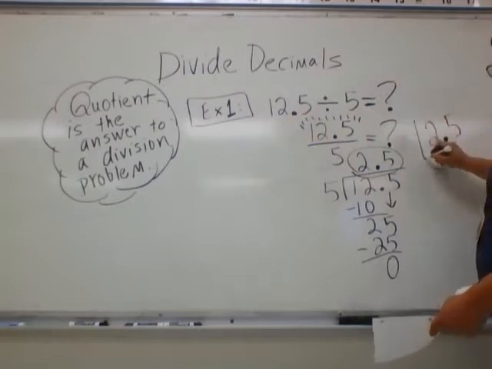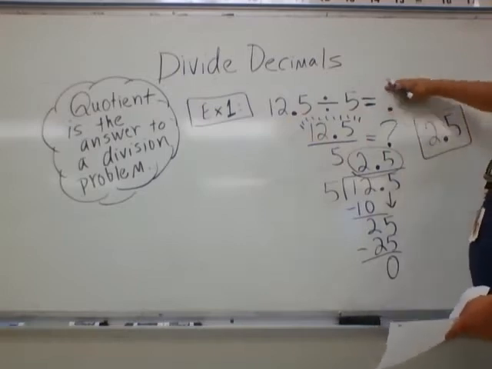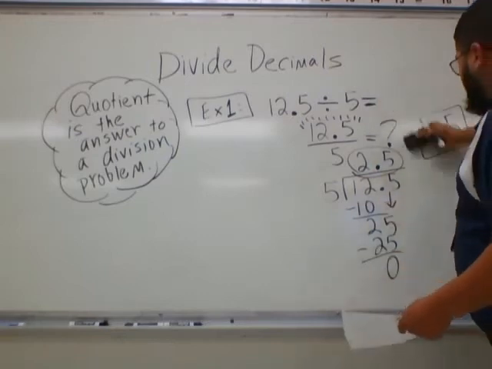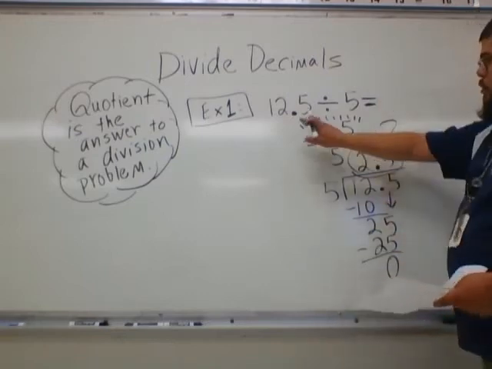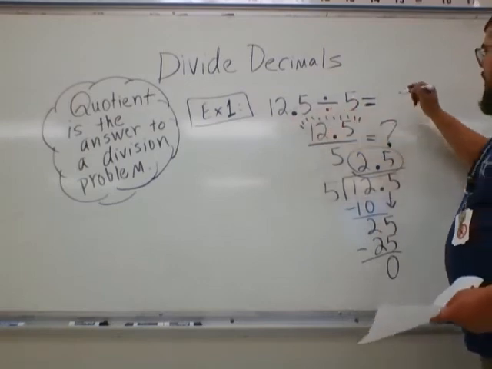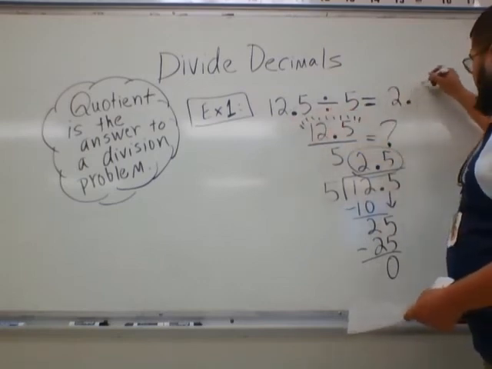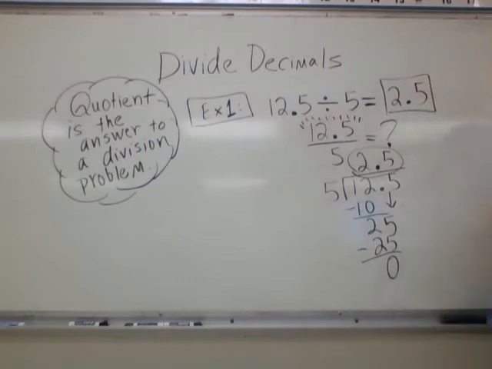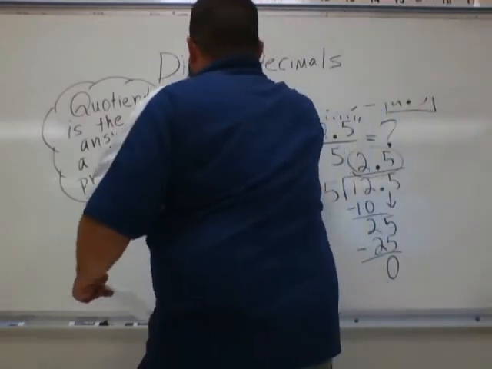That's my answer. And again, you can have an arrow pointer here, or you could have even erased this and just wrote 12.5 divided by 5 is equal to 2.5. Okay. That's example number 1. You can go ahead and pause the video there. All right. Let's go ahead and go to example number 2.